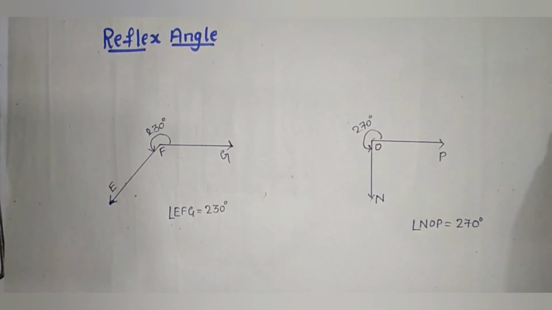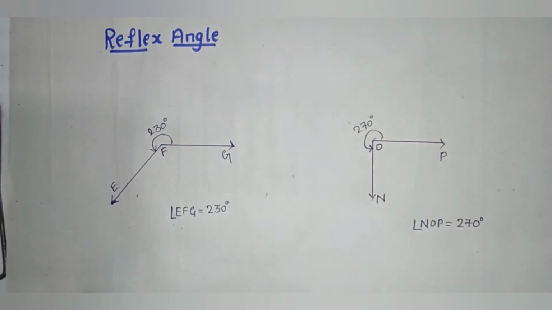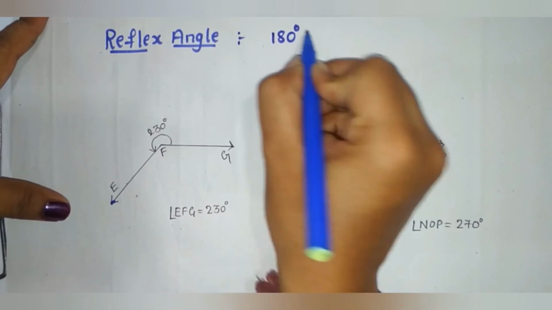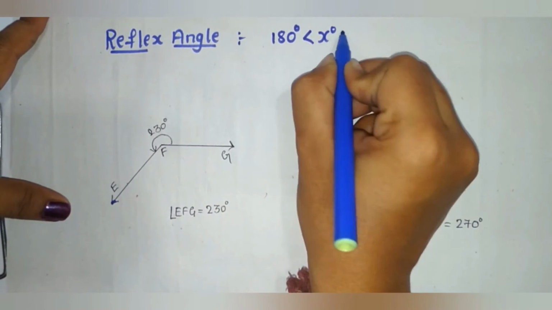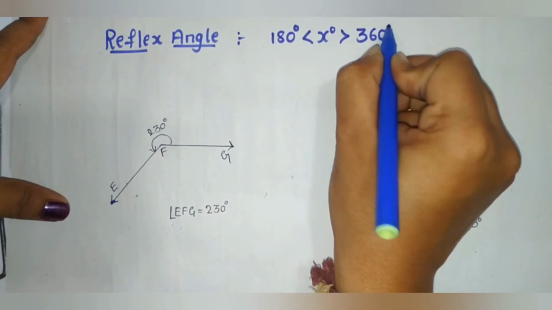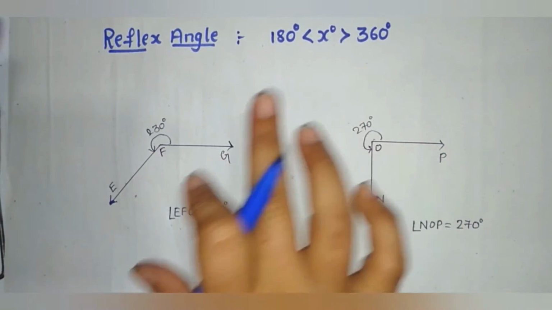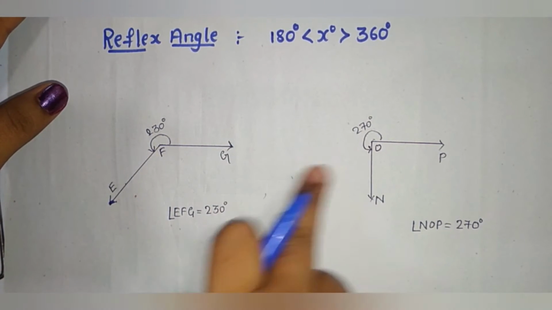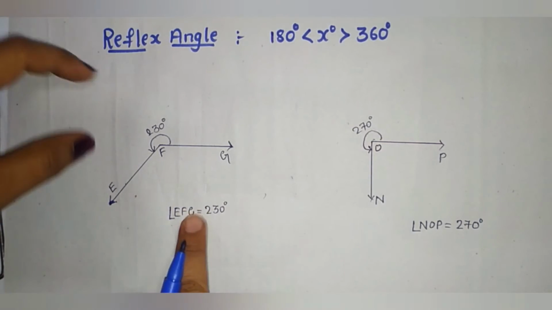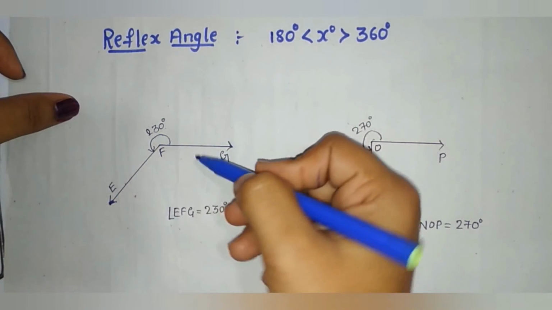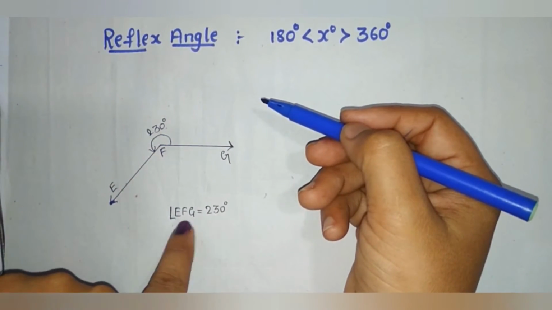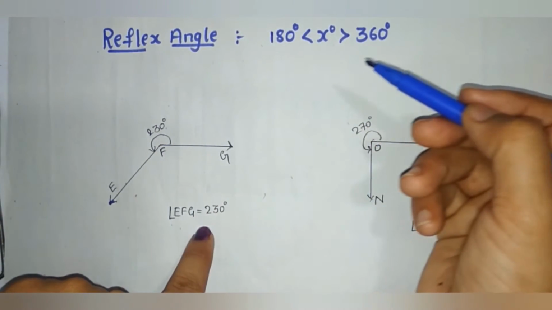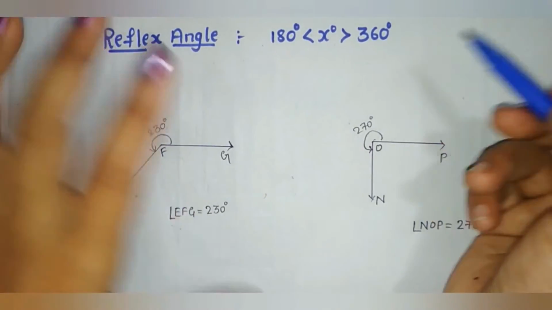And next, what is a reflex angle? A reflex angle means the angle which measures more than 180 degrees but less than 360 degrees. Such angles come under the example of reflex angle. Here I have given two examples to help you understand the reflex angle. Here angle 230 is an example for a reflex angle. EFG is an angle which measures 230 degrees. This is one example for a reflex angle.